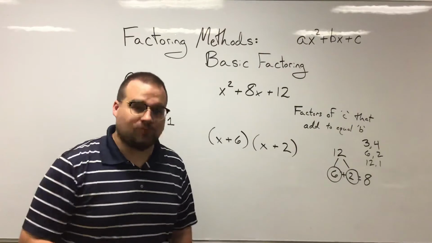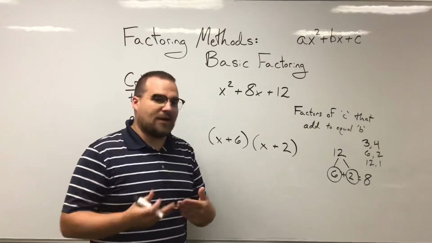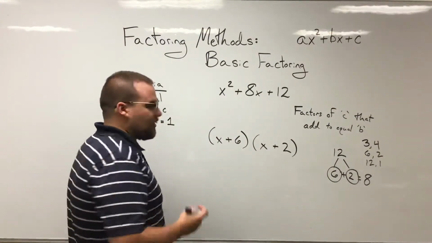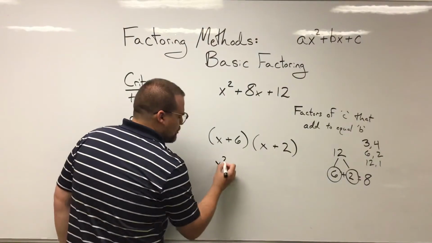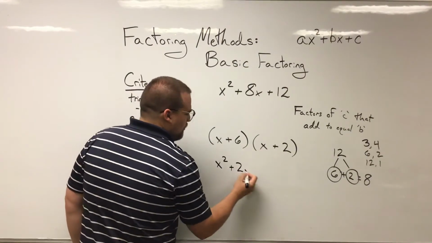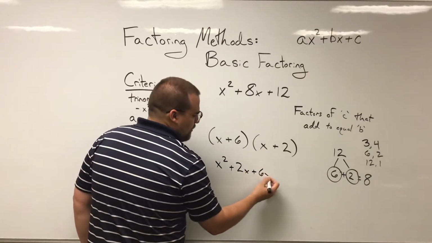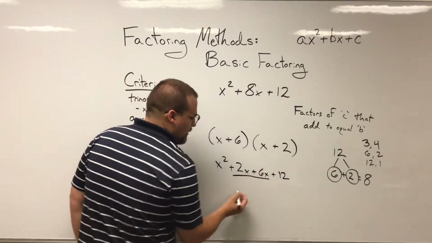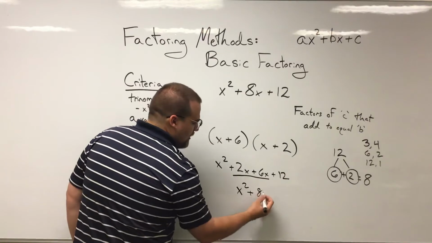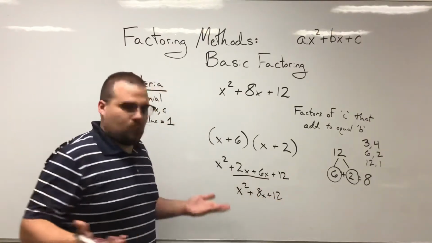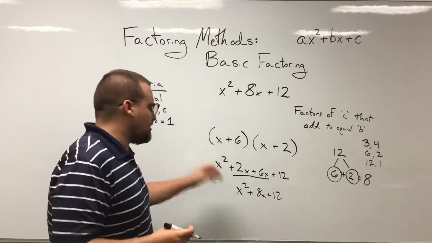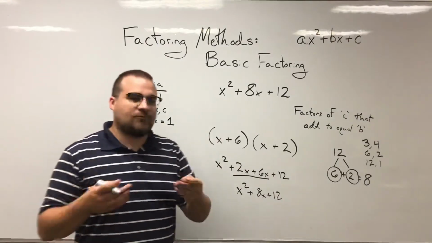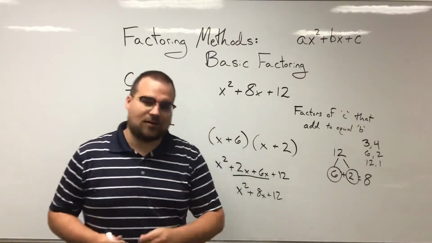We could check our work if we wanted. We could FOIL these two binomials and see if we get the original polynomial we started with. I'll do that real quick. FOIL. First is x squared. Outside is 2x. Inside is 6x. And last is 12. Our two middle terms combined, giving us x squared plus 8x plus 12. We did it perfect. We have the same polynomial after FOILing our two factors that we started with. That guarantees we did this process correctly.